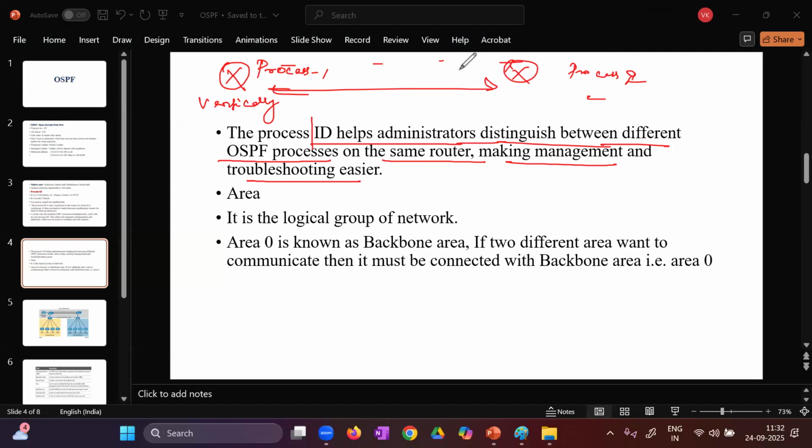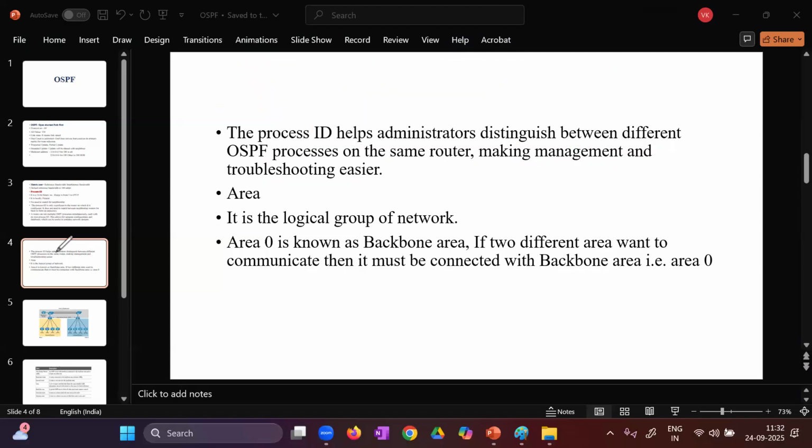How do we give different unique IDs to the same router? Now only I will tell you how you give that. You got the basic idea, what is the use of process ID?